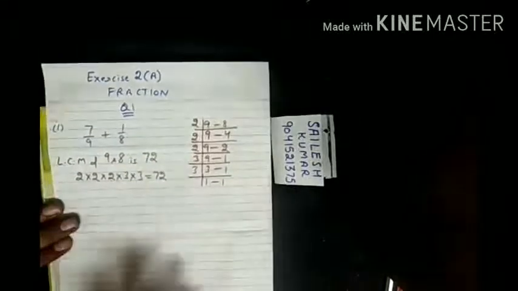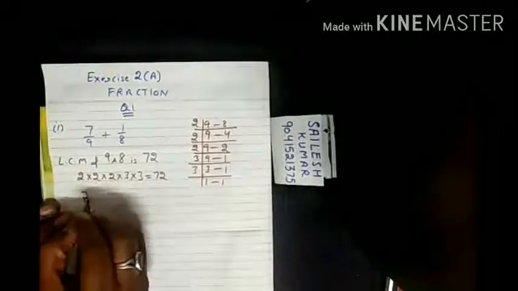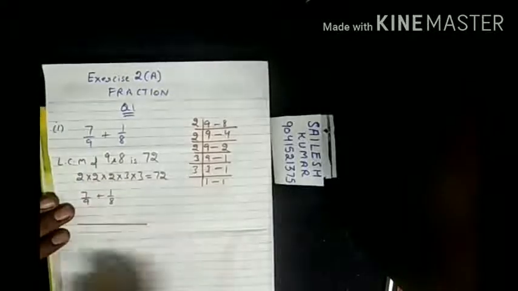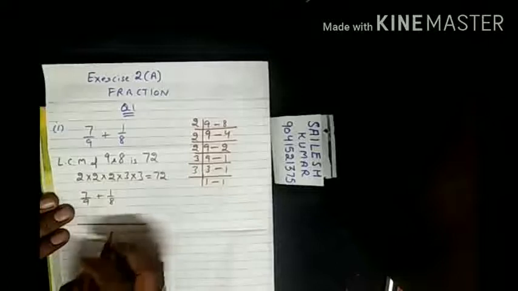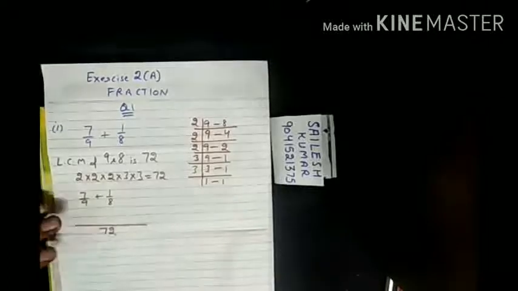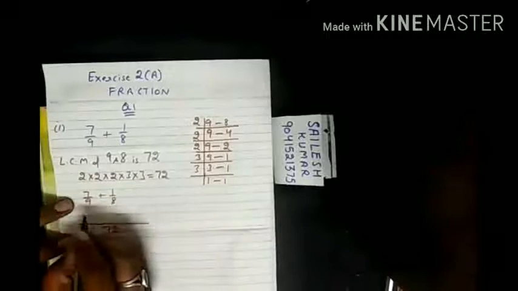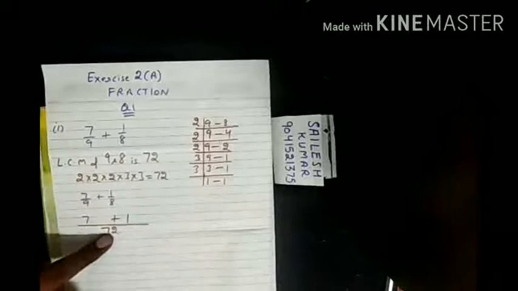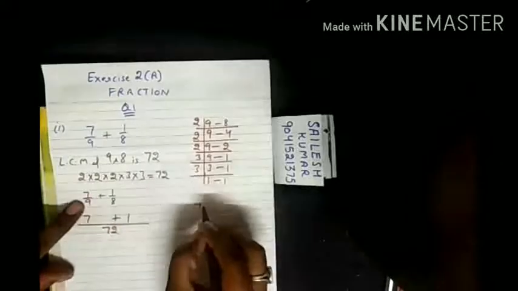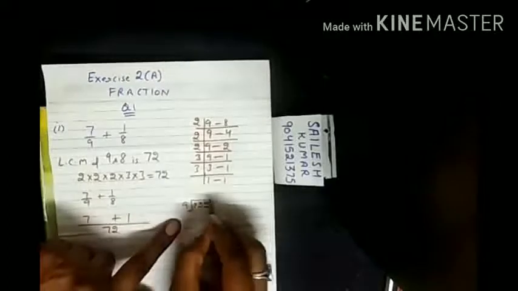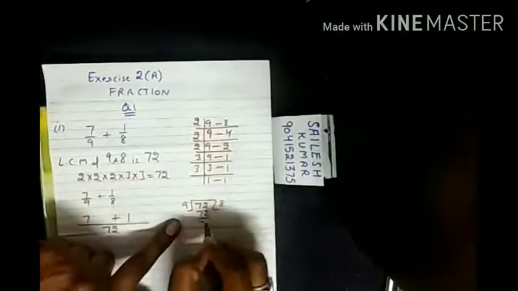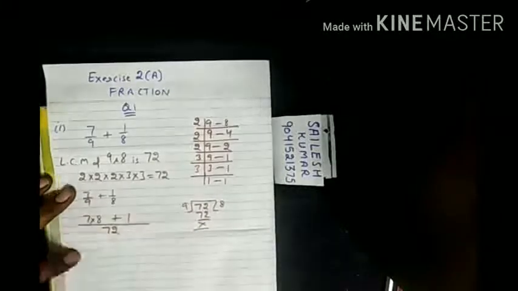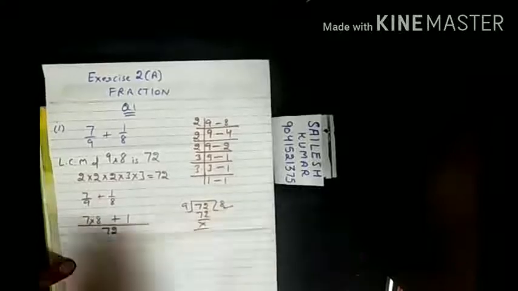Now I will mark the division bar. Now the LCM of 9 and 8 was 72. Therefore in the denominator I will write 72. Now I will divide 72 by 9. Here see, 72 divided by 9 gives the answer 8. We will multiply this answer with the numerator. The numerator was 7. Therefore we will multiply this 8 with the numerator.